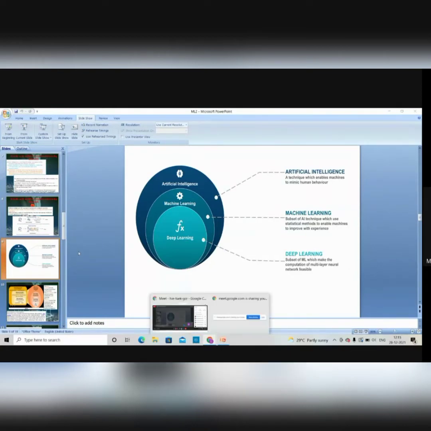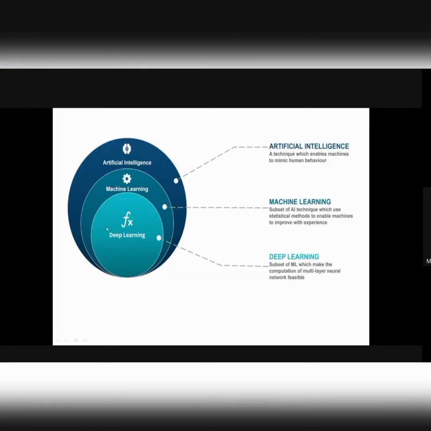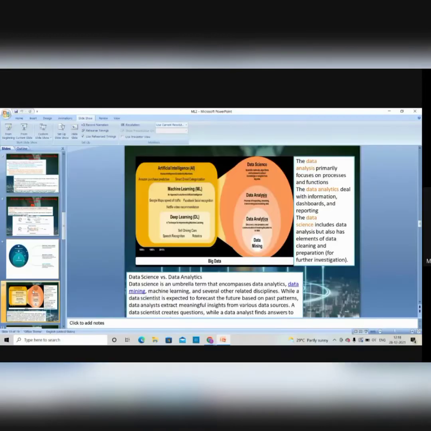If you want, I can explain again with this diagram. From this diagram, artificial intelligence is the base for implementing these two things. Machine learning is a subset of AI, and deep learning is a subset of machine learning. Any idea about what deep learning is? Okay, yes.